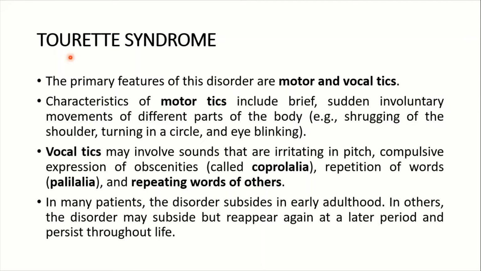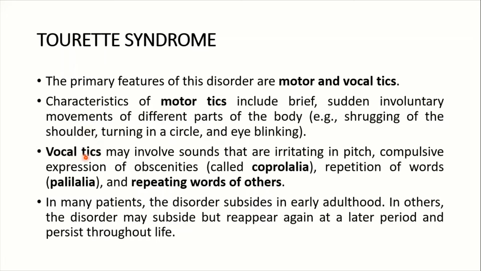Then is the Tourette syndrome. The primary features of this disorder are motor and vocal tics. What are the motor tics? They include brief, sudden involuntary movements of different parts of the body. For example, shrugging of the shoulder, turning in a circle, and eye blinking, right? So these are all uncontrolled movements, which is the Tourette syndrome.